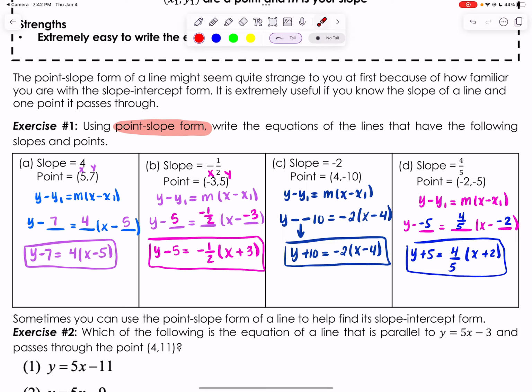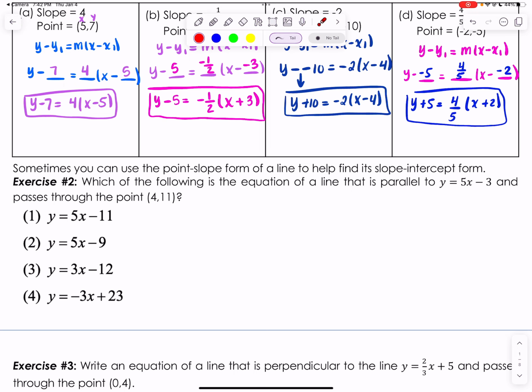So my 5 is going to turn into a minus. My 7 turns into a minus. -3 is positive. 5 is negative. 4 is negative. -10 is positive. -2 is positive. -5 is positive. So sometimes you can actually use the point slope form of a line to help you find its slope intercept form. And it's actually pretty easy.